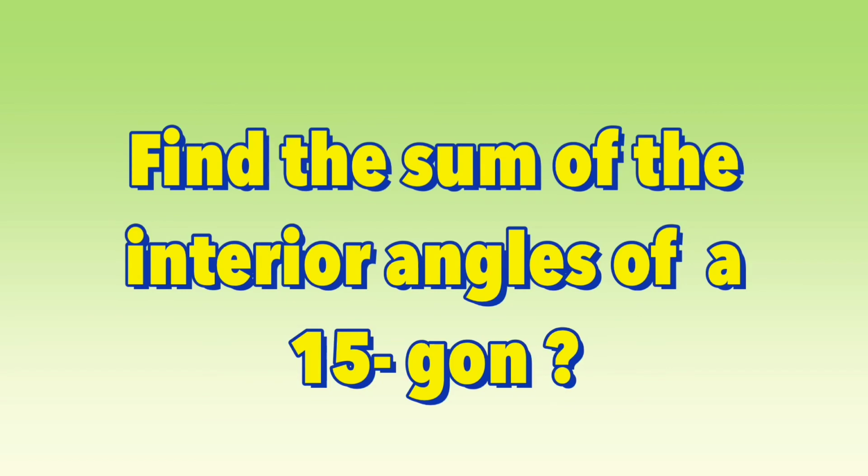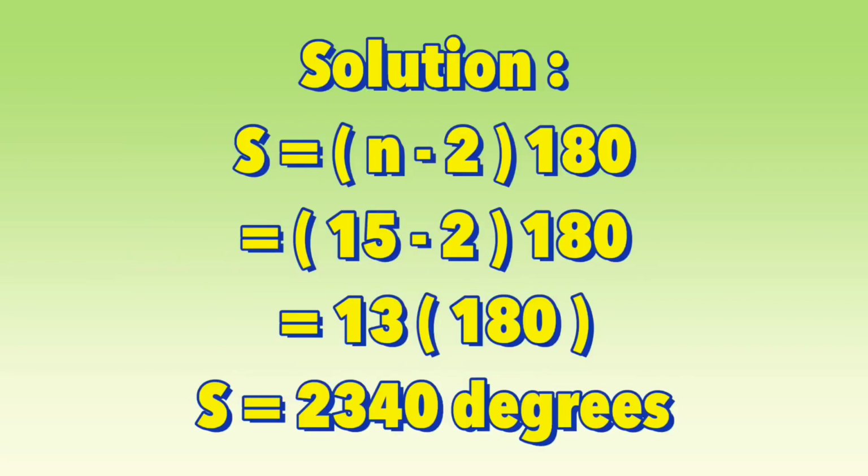Okay, next, number 4 problem. Find the sum of the interior angles of a pentadecagon. So, meaning to say we have 15 sides of the polygon. So, solution, we have the sum equals n minus 2 times 180. Then, since n is the number of sides of the polygon, we're going to substitute. It becomes 15 minus 2 times 180. Then, 13 times 180 equals 2,340 degrees is the sum for the pentadecagon.